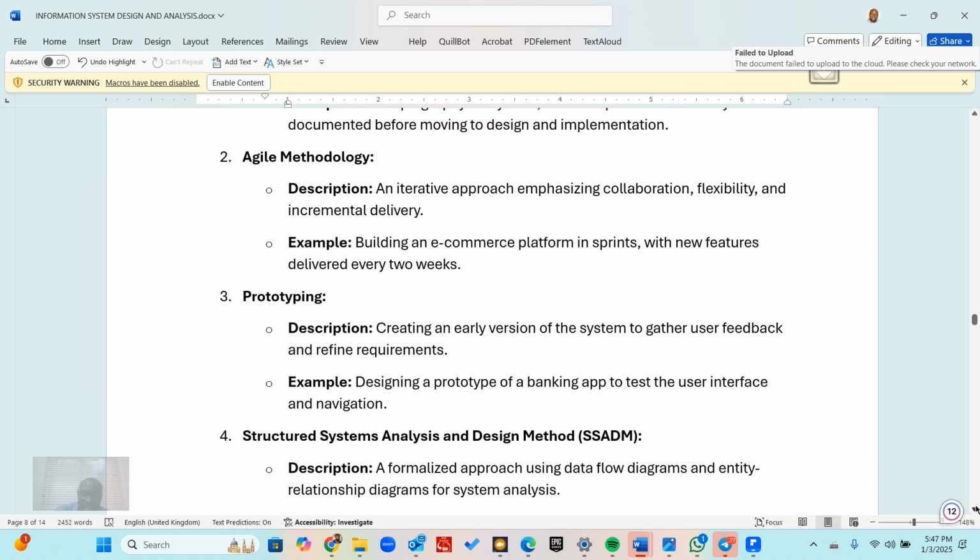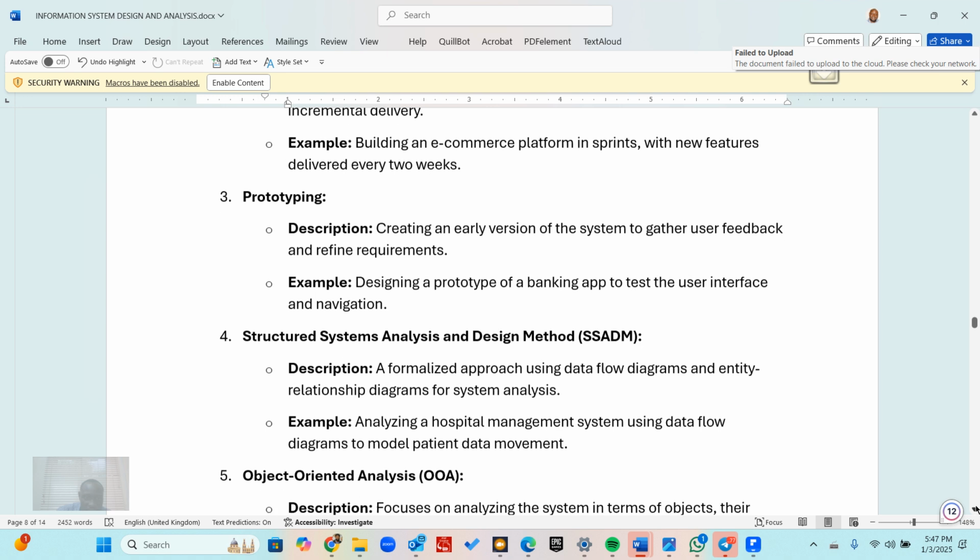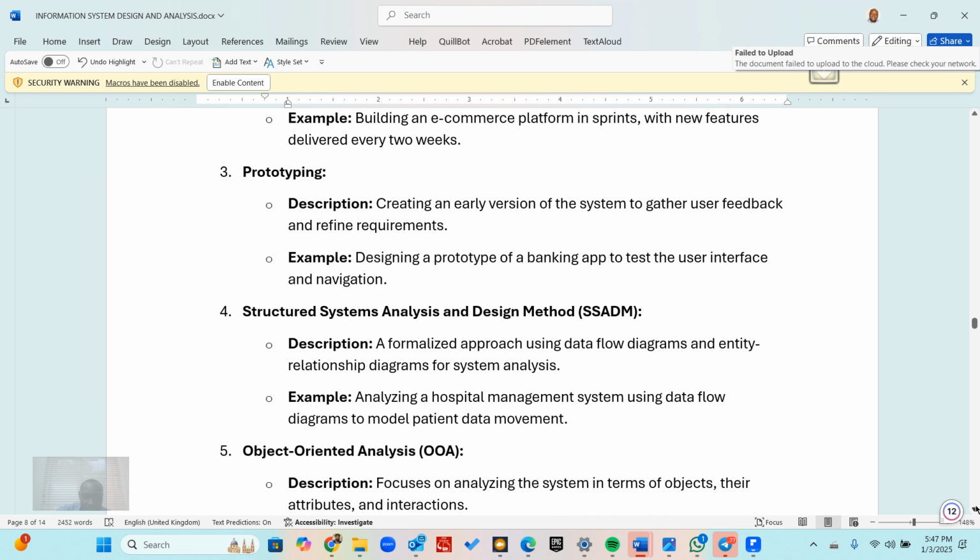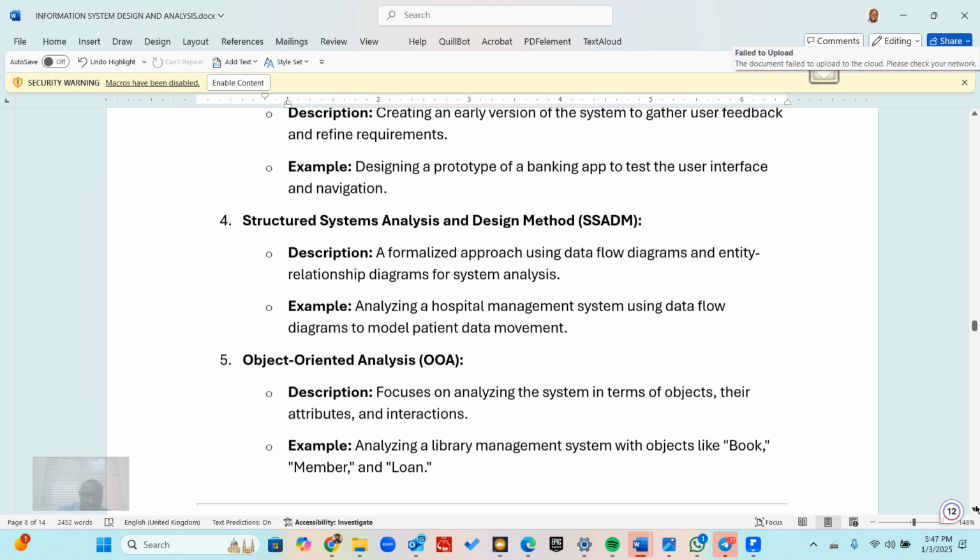Agile model. It's an iterative approach emphasizing collaboration, flexibility, and incremental delivery, meaning building an e-commerce platform in sprints, with new features delivered every 2 weeks. We have prototyping. It's a methodology of creating an early version of a system to gather users' feedback and refine requirements. Example, design prototype of a banking app to test user interface and navigation.